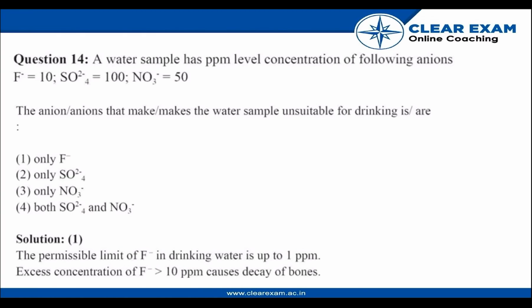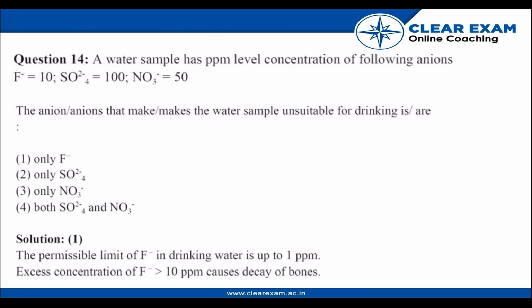Welcome everybody. So today we are going to try this IIT Mains chemistry question. A water sample has ppm level concentration of the following anions: F⁻ equals 10, SO₄²⁻ equals 100, and NO₃⁻ equals 50. So we have to find the anions that make the water sample unsuitable for drinking.